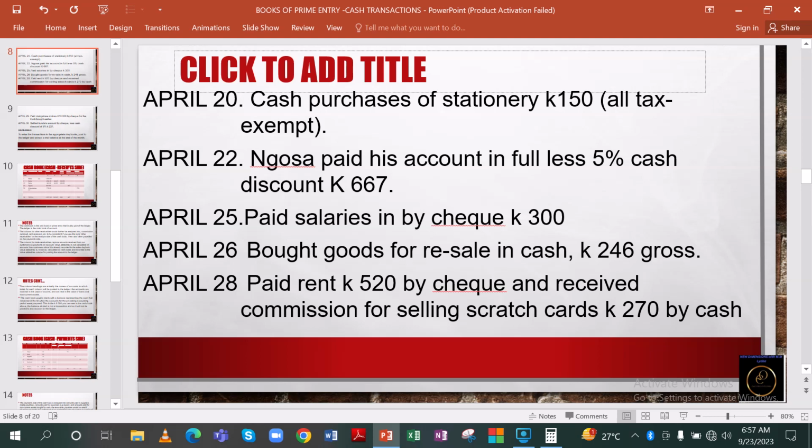Okay, so let's look at the cash book cash receipt side, where the 270 is captured first.